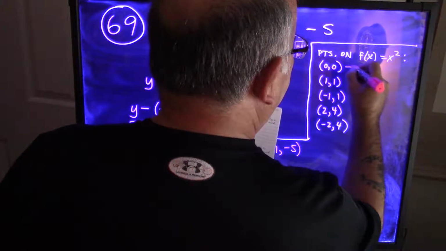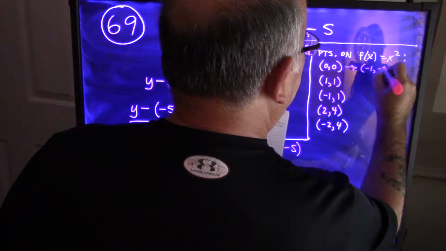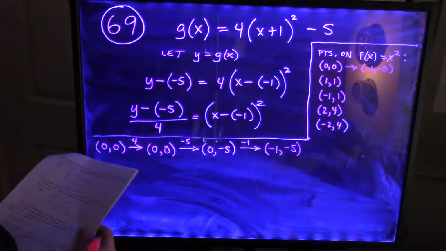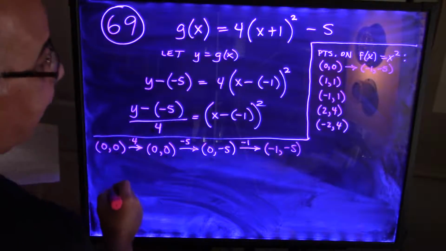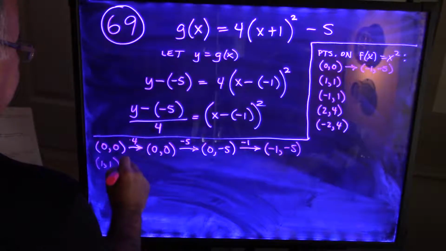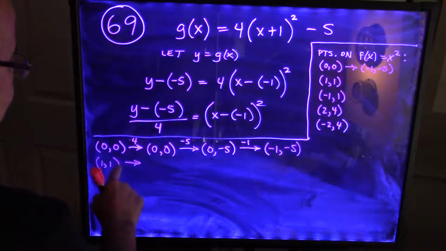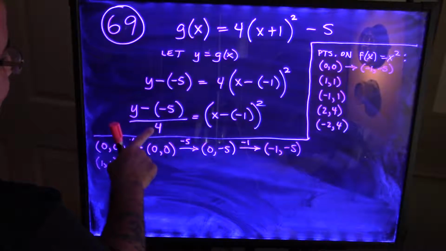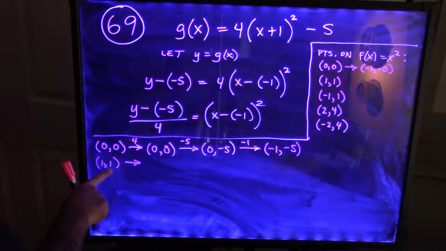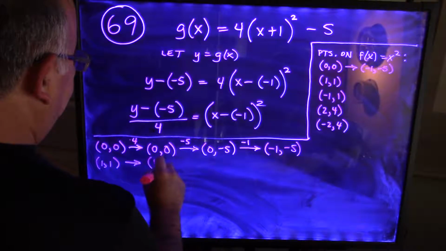Let me draw that up there. The end result. All right. So far, so good. How about 1, 1? I'm going to go in the same order so I don't have to rewrite all these. All right. So you're going to multiply each y coordinate by 4. So 4 times this y coordinate here, 4 times 1 is 4. So you got 1, 4.